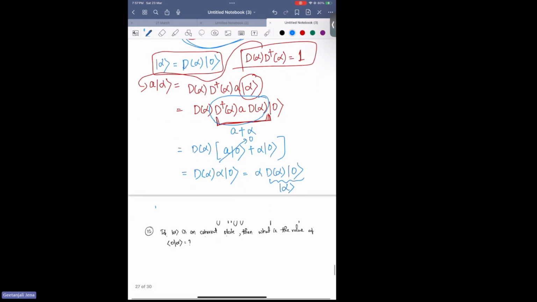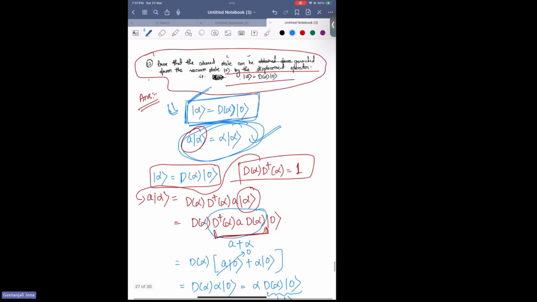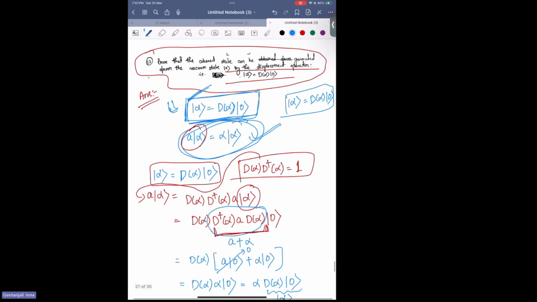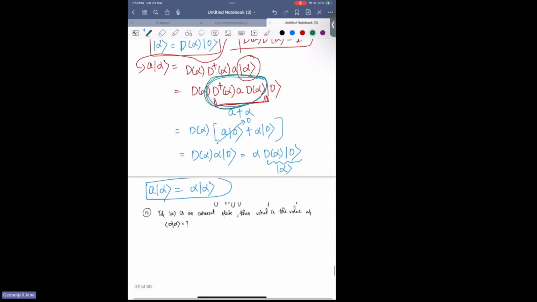So what we get is, we take the left hand side of this covariant equation, we got alpha times alpha. So that means this condition is true. So we can get the covariant state by acting the displacement operator on the vacuum state. Okay. So remember these small useful facts: the displacement operator is unitary, you can get the covariant state from the vacuum state, and this condition D dagger A D equals A plus alpha. So remember this.